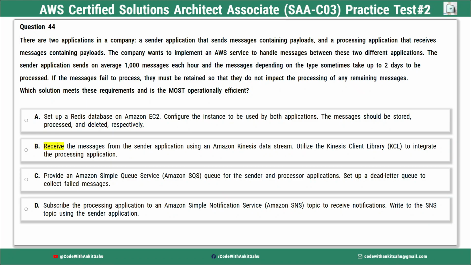Option B. Receive the messages from the sender application using an Amazon Kinesis data stream. Utilize the Kinesis client library, KCL, to integrate the processing application.